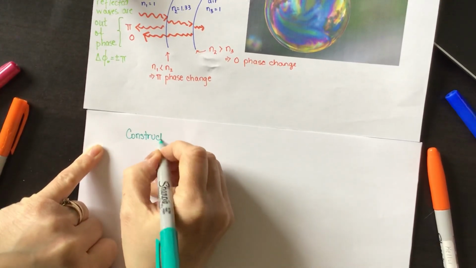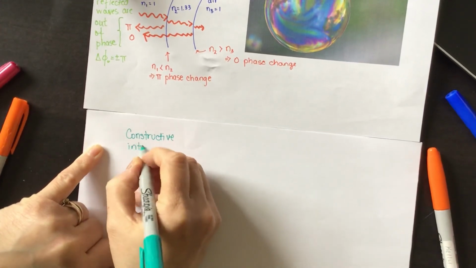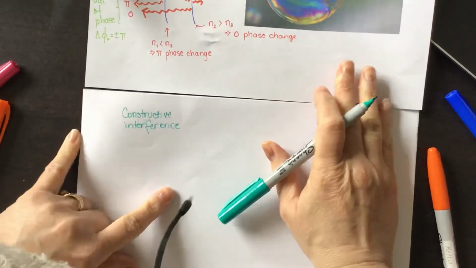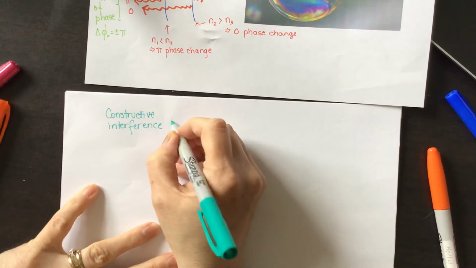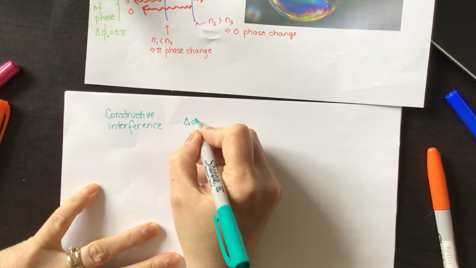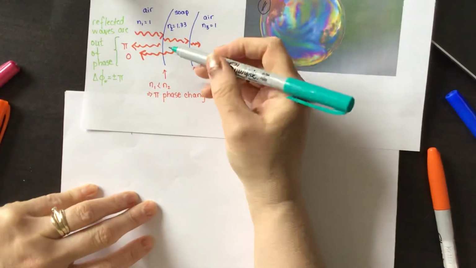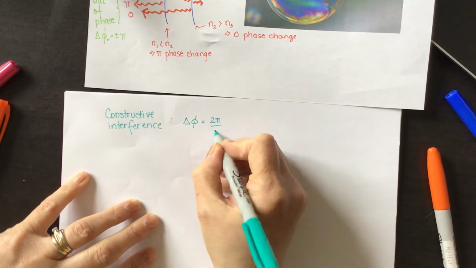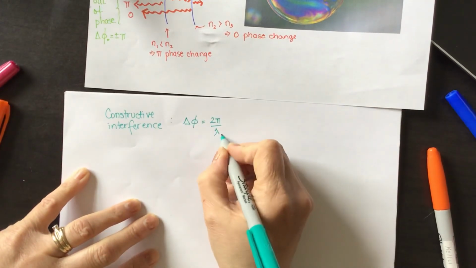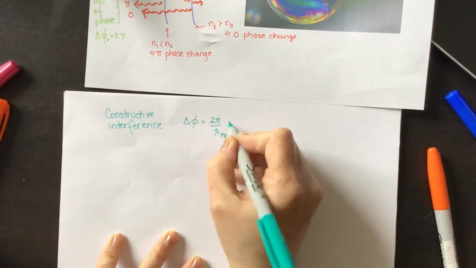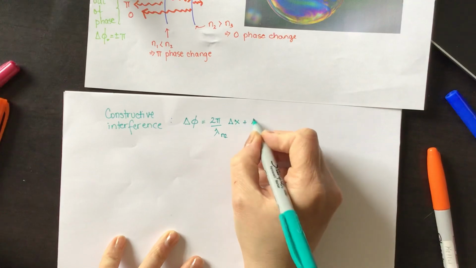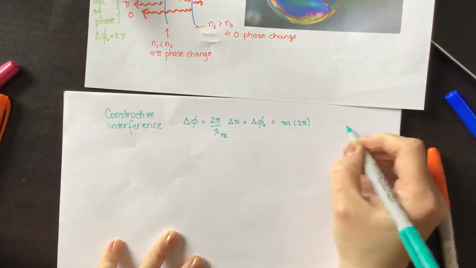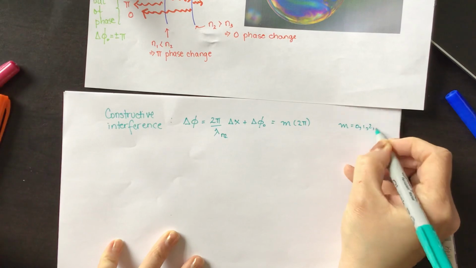So we get constructive interference, and we know it's constructive because it says it's strongly reflected. That's the color that we see a lot of. So constructive interference means that the phase difference between these two waves is given as 2 pi over lambda in the material, so the lambda in the soap, or n2, material number 2, times delta x plus delta phi naught equals m times 2 pi, where m is equal to the integers 0, 1, 2, 3, and so on.